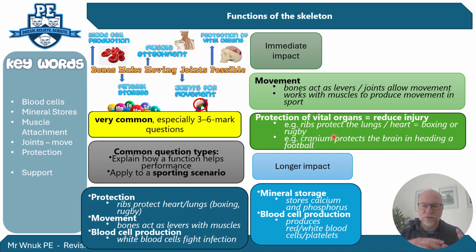Now, the key thing is you want to be saying the name of the bone, what it's protecting, and then say that it is there for reducing the risk of injury once you've said it. But in that sporting context, so mention boxing or rugby in your answers. The cranium is the same. The cranium can protect the brain, which is important when, for example, the easiest one is heading a football, and you could say this reduces the risk of injury such as concussion or brain injury.